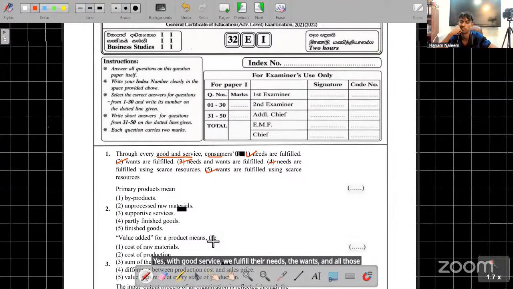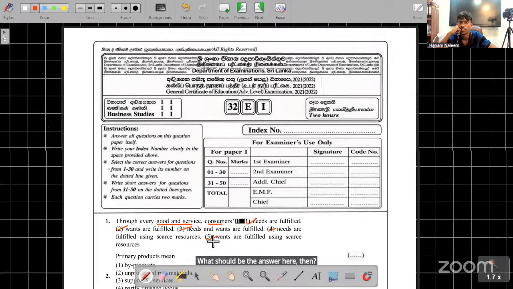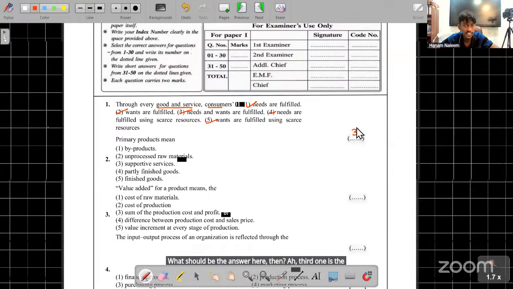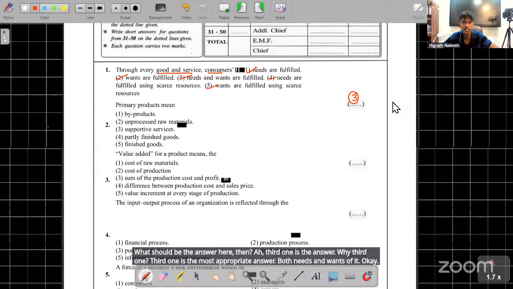Then what should be the answer here? The third one is the answer. Why the third one? The third one is the most appropriate answer. Both needs and wants are fulfilled. Okay, so the answer is the third one.